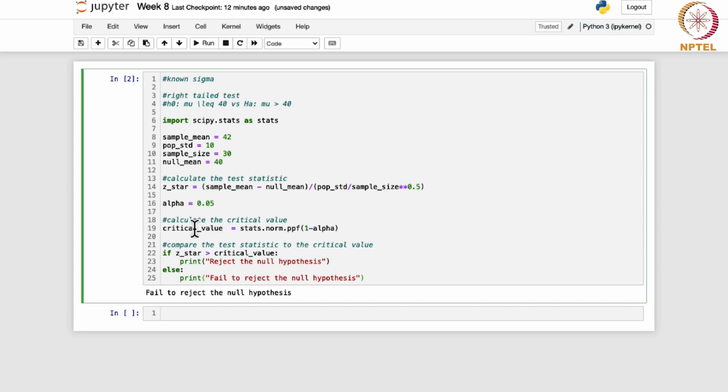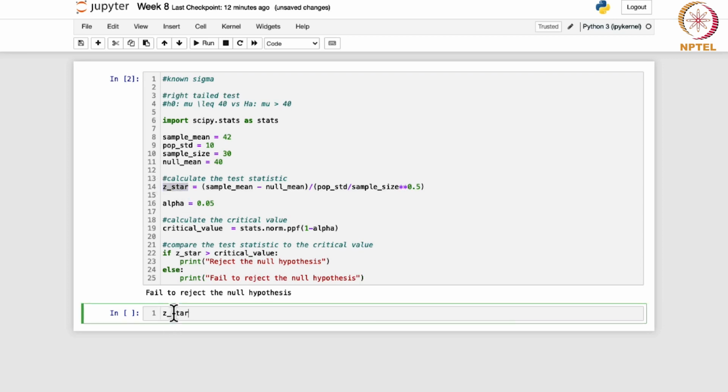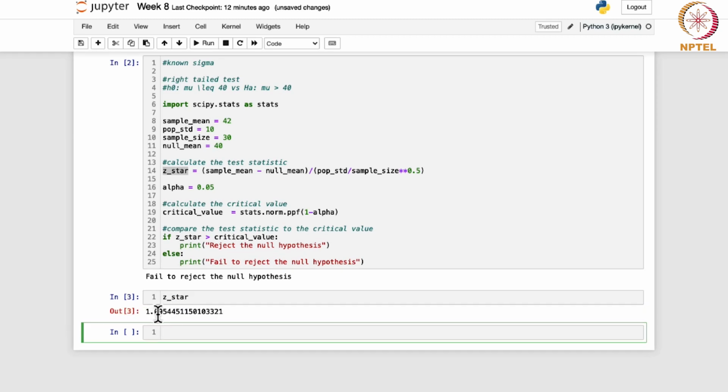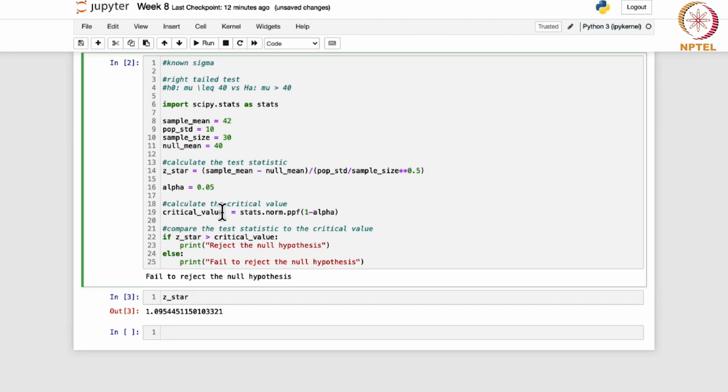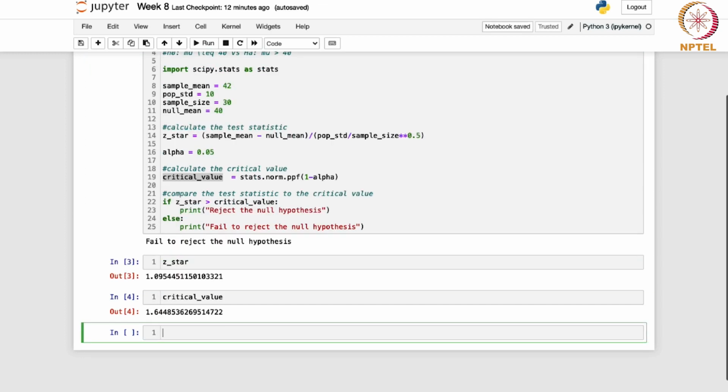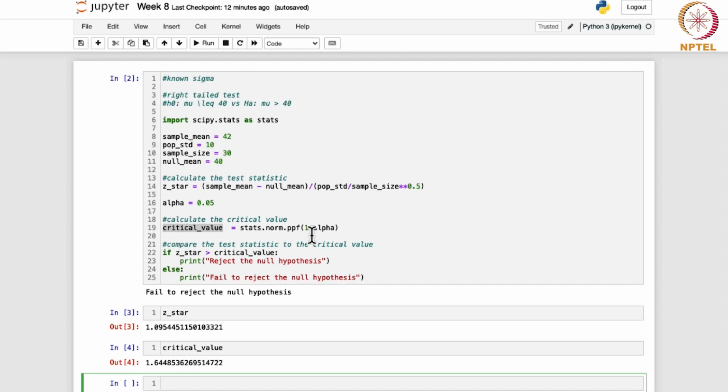Let us see what these z star values were. Z star was 1.095 and your critical value came out as 1.64. So you can see that your z star here is less than your critical value, so you fail to reject the null hypothesis. This is about your right tail test.